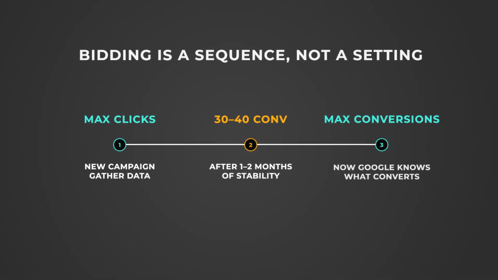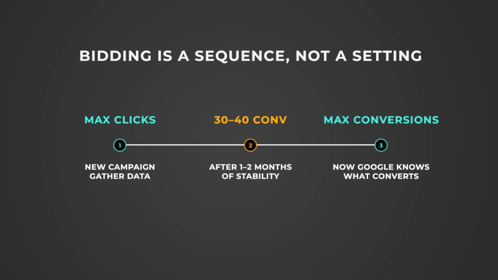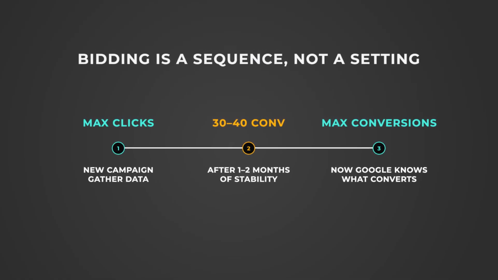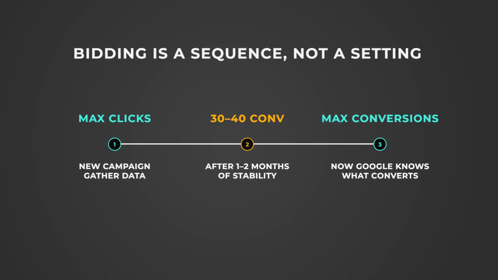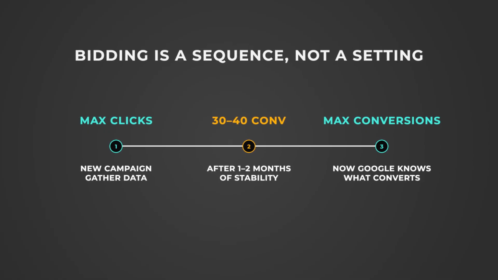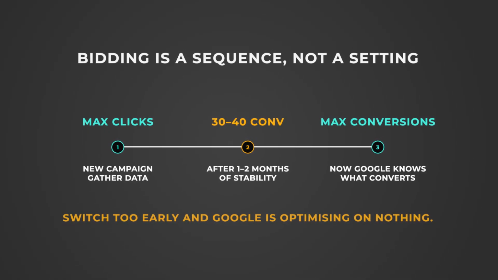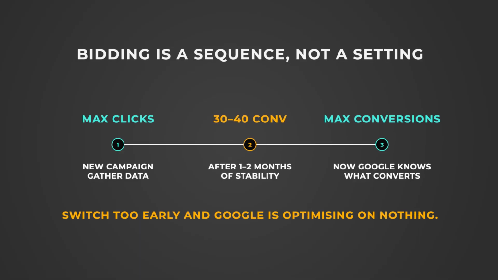Now, the first thing you want to do is when you start a new campaign, you want to start on max clicks. This will ensure that you're paying for traffic, you're gathering the data, and you're continuing to refine the account. As you get more conversions, ideally around 30 to 40 in a month, you want to switch to max conversions after a month or two of stability.